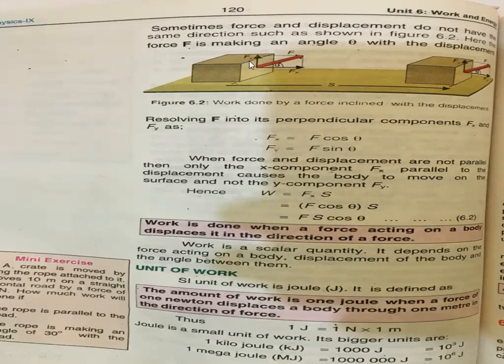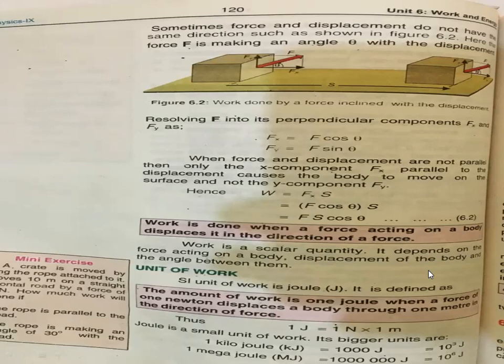Displaces means the first position of the body is this, and then when the force is applied, it will move to the other position. So it has displaced the body from this position to this position. So work is done when a force acting on a body displaces it in the direction of the force. Work is a scalar quantity.